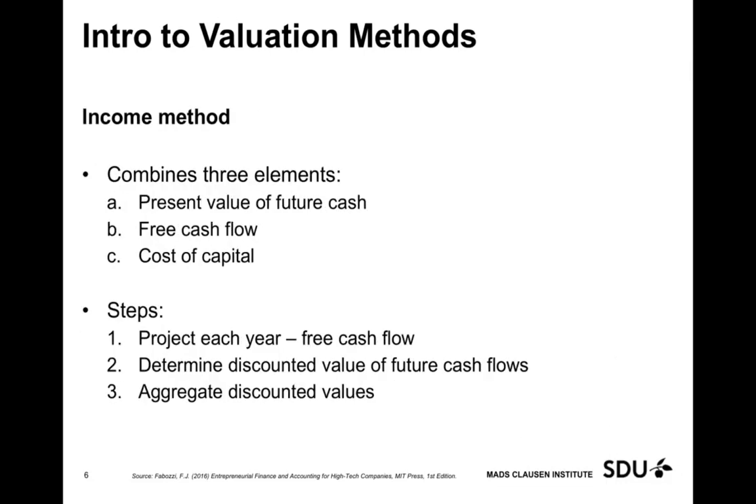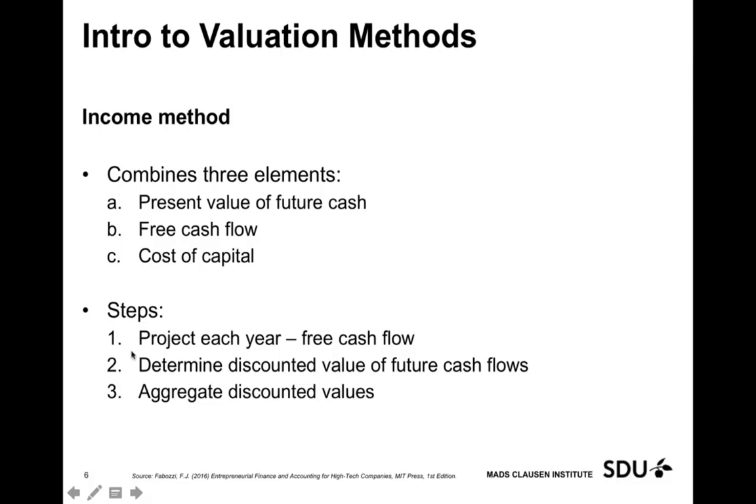Finally, now we are changing topics. We are leaving the asset-based method and we are entering the income method. The income method, and this is important, combines three elements: the present value of future cash, free cash flow, that this is a concept that we need to spend a bit of time to understand, and the cost of capital.